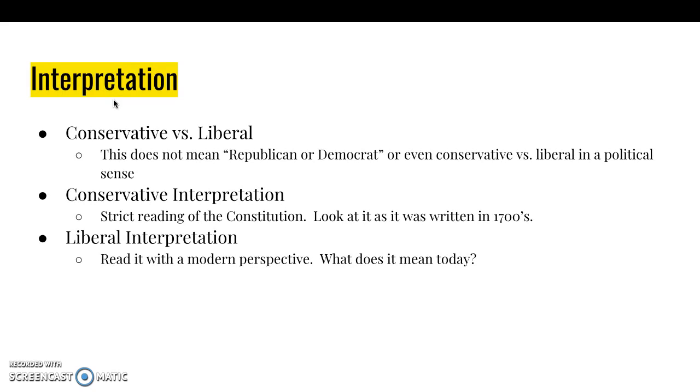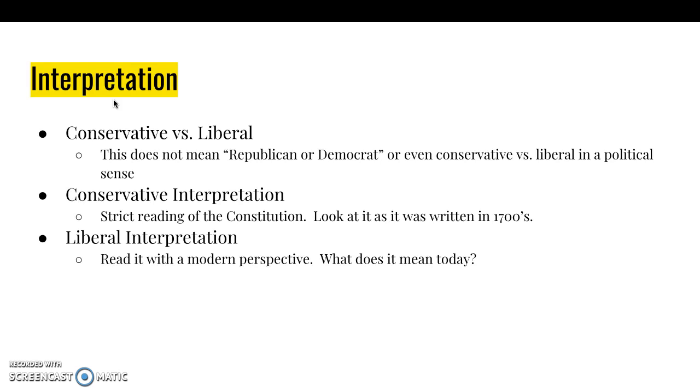When the Supreme Court looks at the Constitution, they interpret the Constitution. The Supreme Court can have several different interpretations. Typically, their interpretations fall into one of two categories: conservative or liberal. But this does not mean Republican, nor does it mean Democrat. It doesn't even mean conservative in terms of, President Trump's a conservative, President Obama's a liberal.